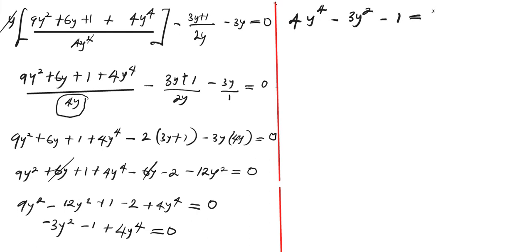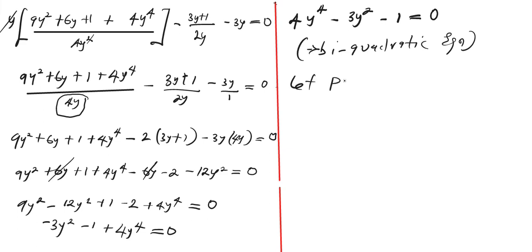So this becomes a bi-quadratic equation, okay. This is a bi-quadratic equation and we can solve it by equating one of these terms to a constant, okay. Let's say let p equal y power 2, okay. If p equals y power 2, we're going to have 4p squared minus 3p minus 1 equals 0, okay. So if you look at this, this becomes a quadratic equation and we are going to solve it using the factorization method, okay.